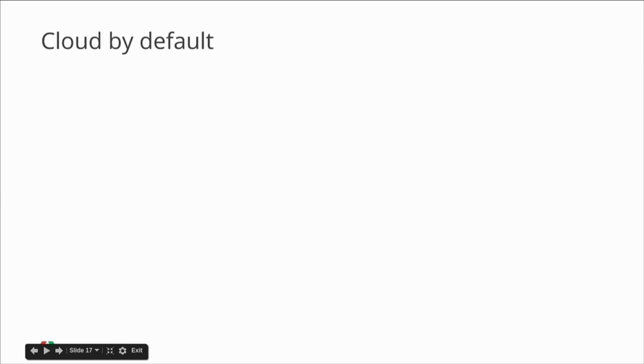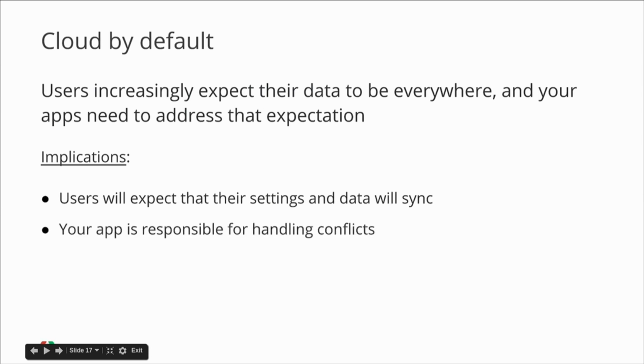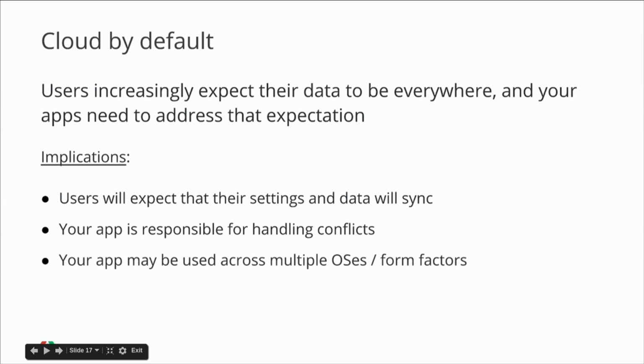Okay. In addition to offline by default, there's its counterpart, which is what we call cloud by default. Today, users increasingly expect that their data is going to just be everywhere that they are. And when you build packaged apps, users are going to have that expectation of your app. They're going to think, well, I want my data to be where I am. And again, we provide ways to do that. But this has implications. They're going to expect things to sync. Your app is going to have to figure out how to handle things like conflicts. And you need to remember that your app might be used across multiple OSs and form factors.